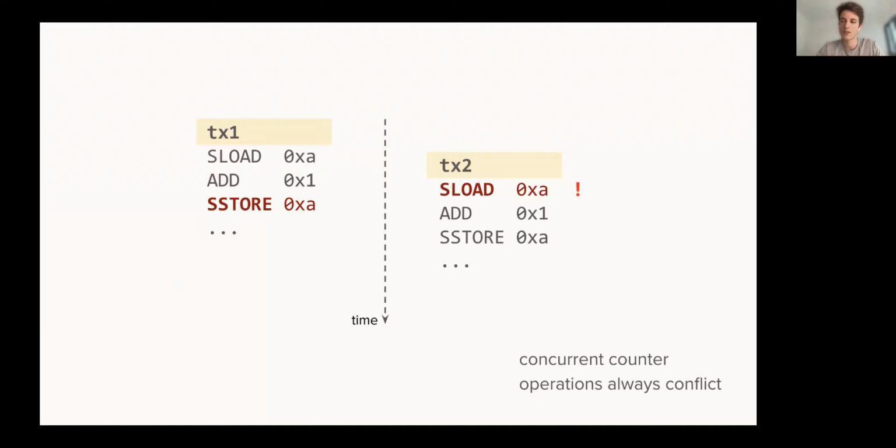So the application doesn't care. We could reorder transaction 1 and 2 into any order, and the resulting state would be the same. And this is true for many applications. But because these are compiled into load and store operations, they will always conflict.